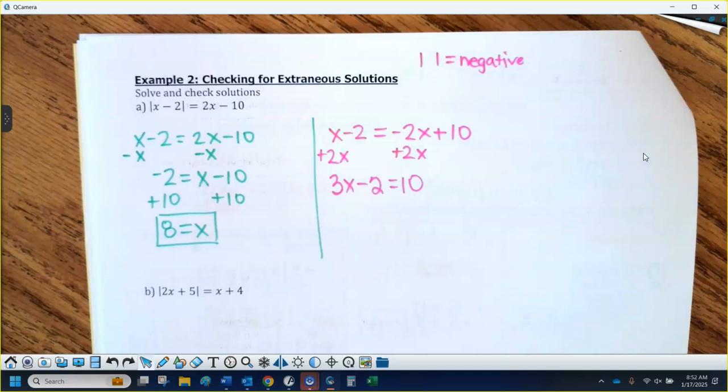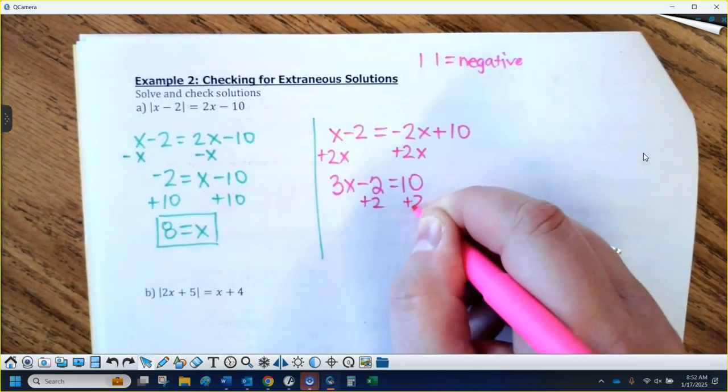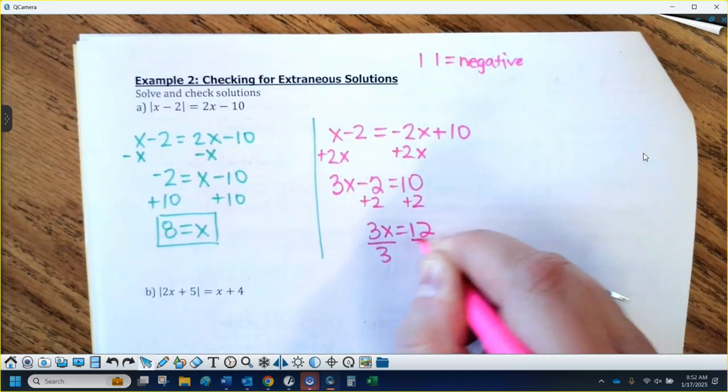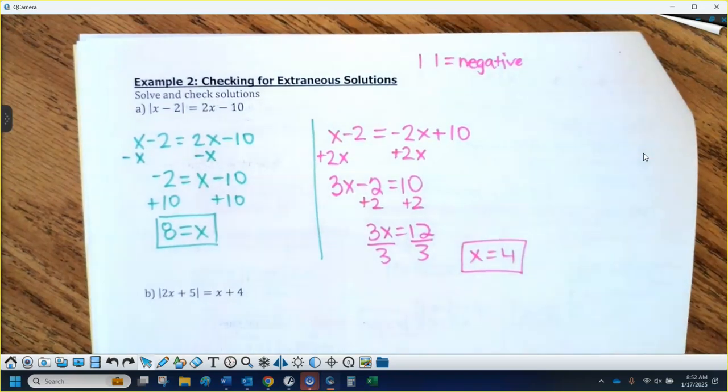So then I'm going to add 2 and divide by 3. I'm sure you guys have already done that. So if I add 2, I get 3x equals 12. Divide by 3. My other potential answer is 4.